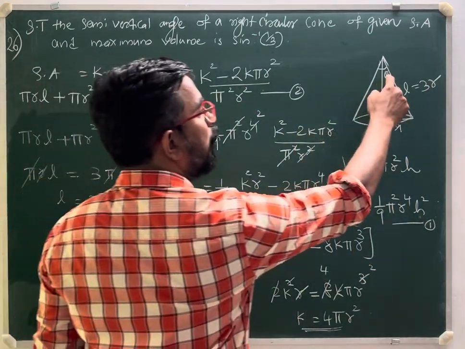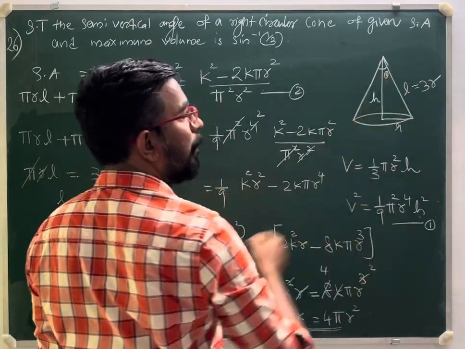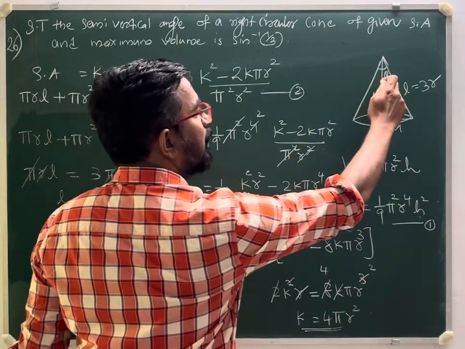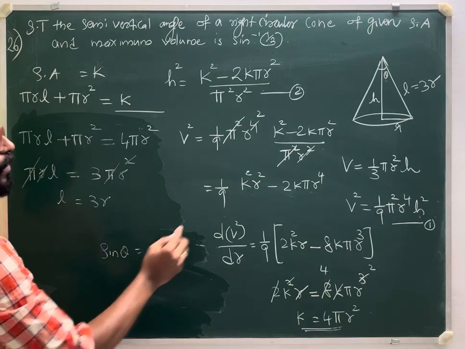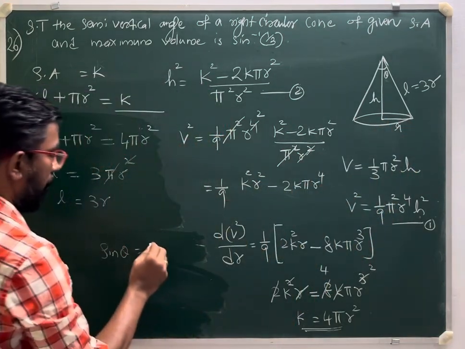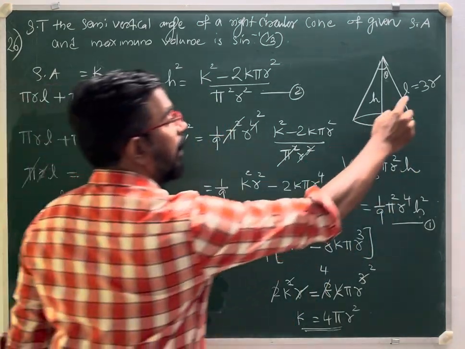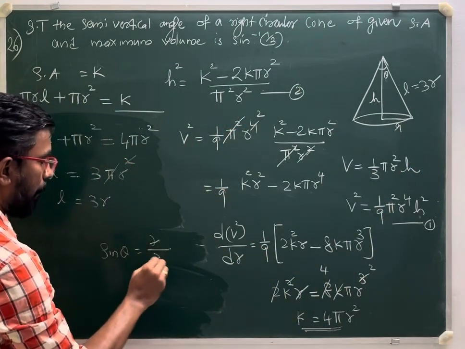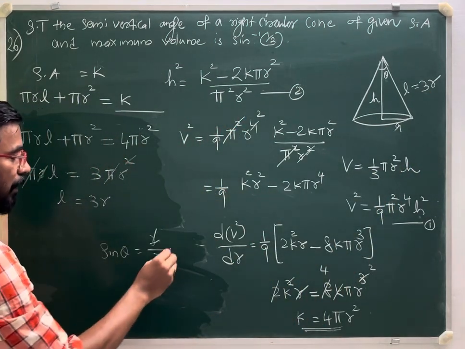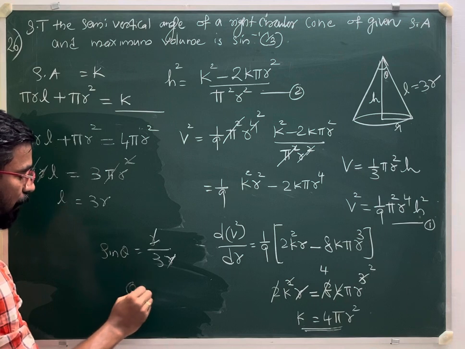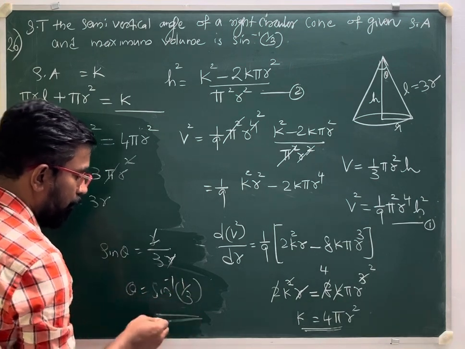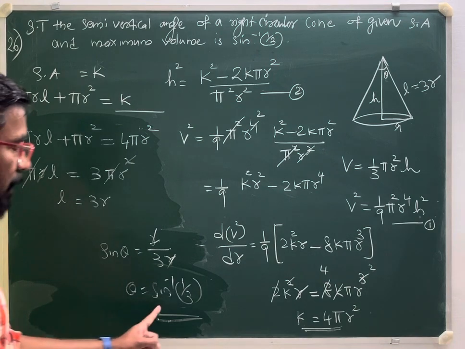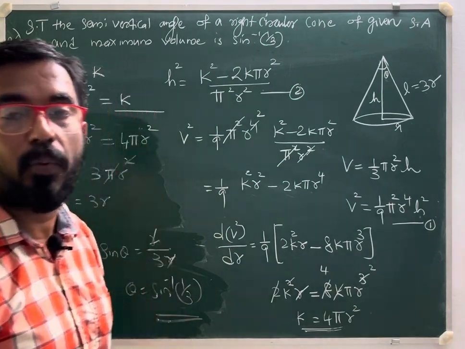Now you find this theta. Or you consider sine theta. What is sine theta here? Sine theta is opposite side, opposite is r, by the hypotenuse is 3r. So r and r cancel. I get 1 by 3. So theta will be sine inverse 1 by 3. So we proved that semi-vertical angle is sine inverse 1 by 3.